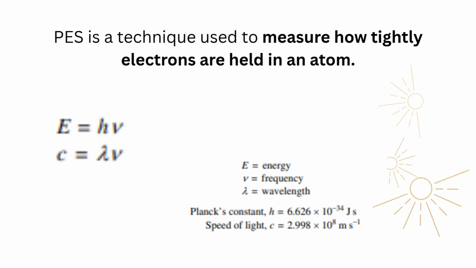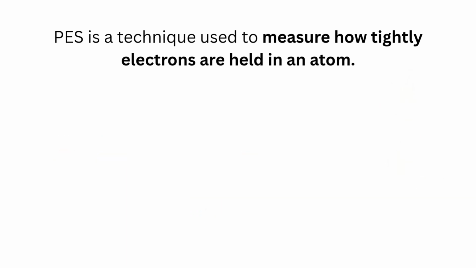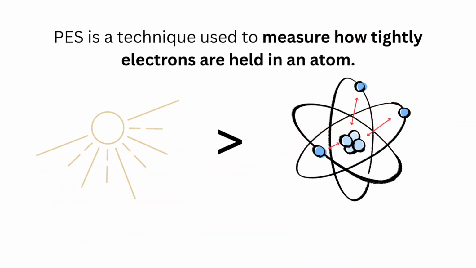If you're given the wavelength instead, use c = λν, where c equals 3 × 10^8 m/s, the speed of light, and λ is the wavelength in meters. To remove an electron, the photon must have more energy than the electron's binding energy. If it does, the electron is ejected. If it doesn't, nothing happens.